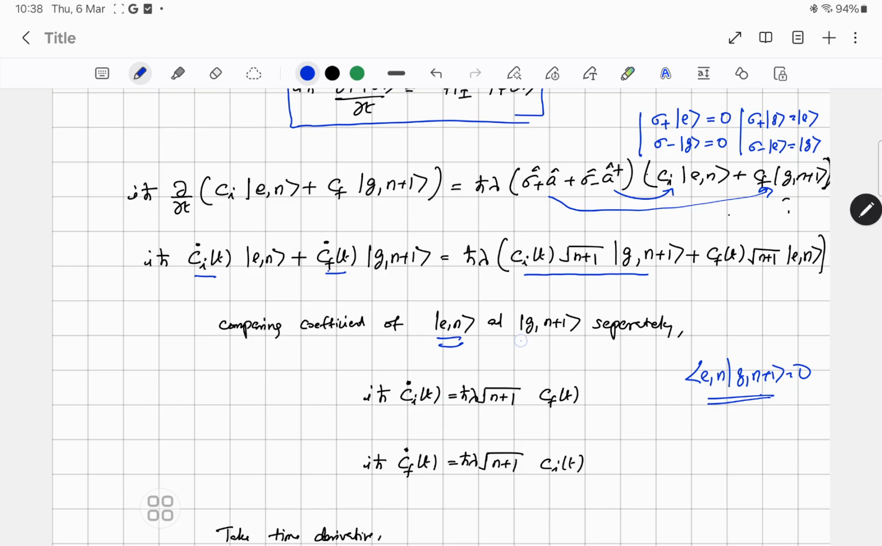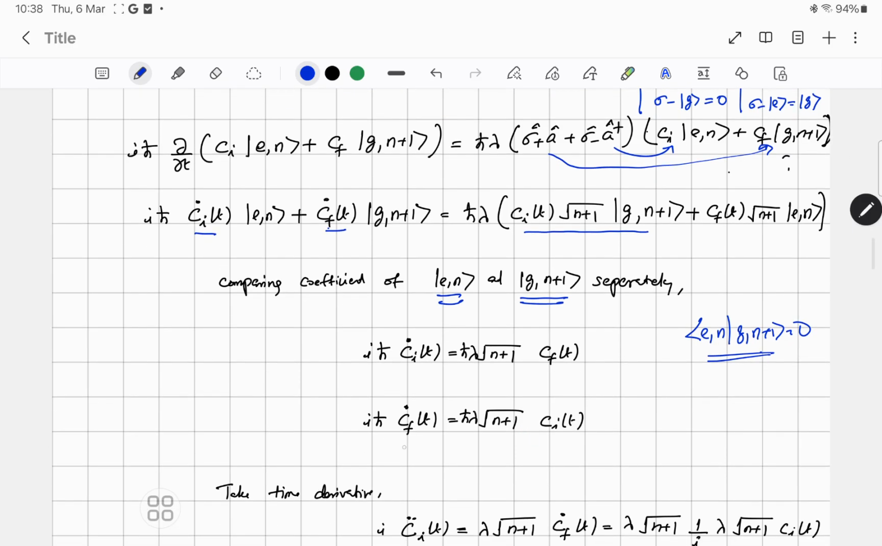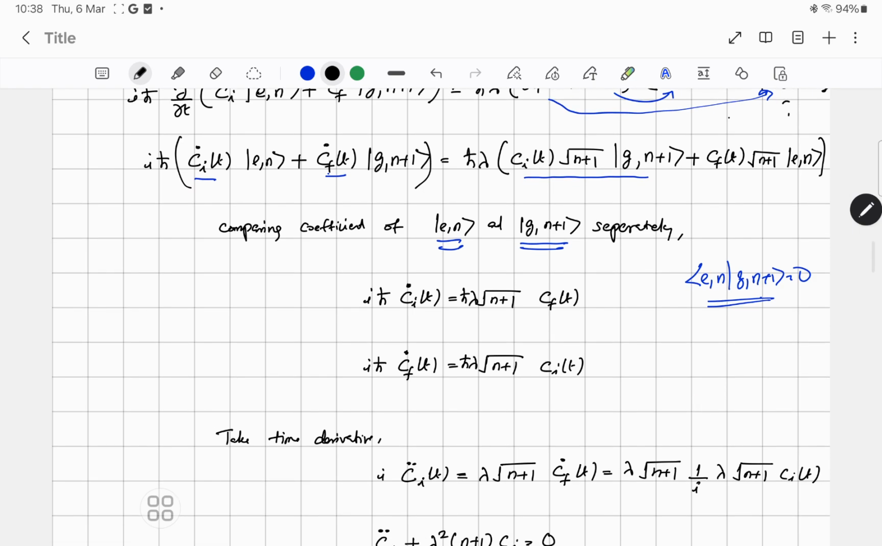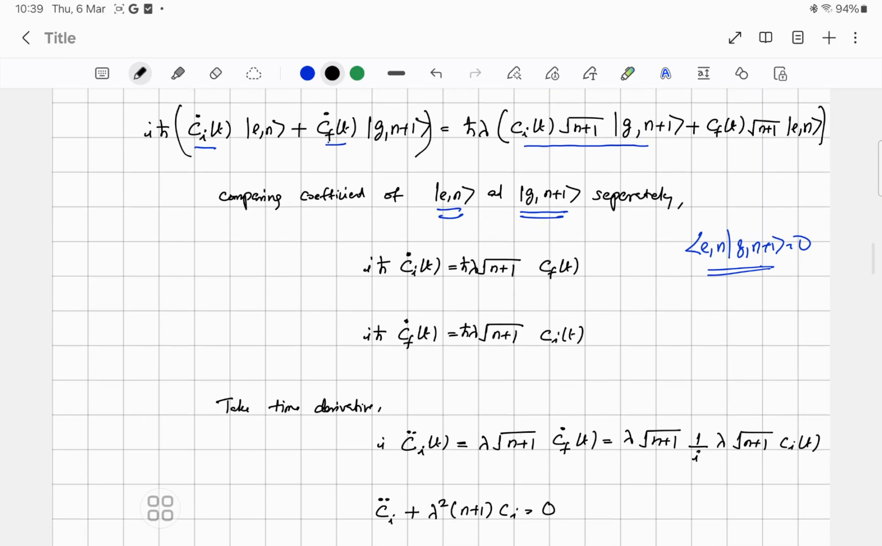And if you look at the coefficients of state Gn plus 1, on the left side it is iħ Cf dot. Better keep a bracket here. iħ is common to both, so iħ Cf dot equal to ħ lambda root n plus 1 Ci of t. Now it is possible to solve this kind of differential equation. We have two first order equations, and they are coupled. Ci dot is connected with Cf, and Cf dot is connected with Ci.